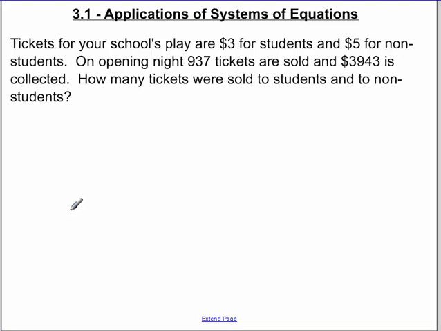So the key thing pretty much with every word problem we're going to do is define your variables. That's the first thing I'm always going to be looking for. But your variables are going to answer the question. So how many tickets were sold to students? So x is going to be students, and y is going to be non-students.